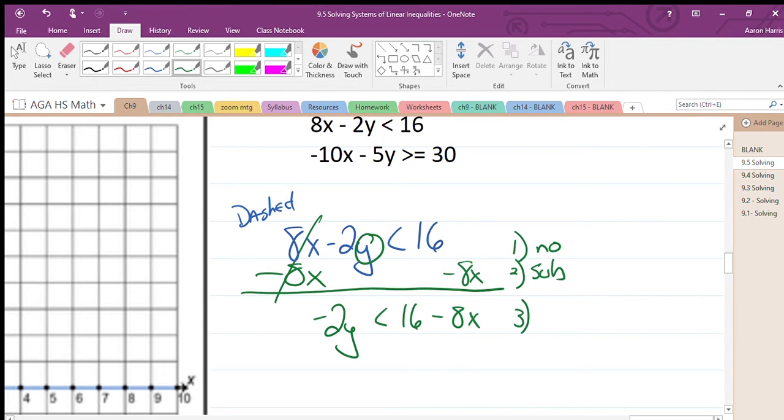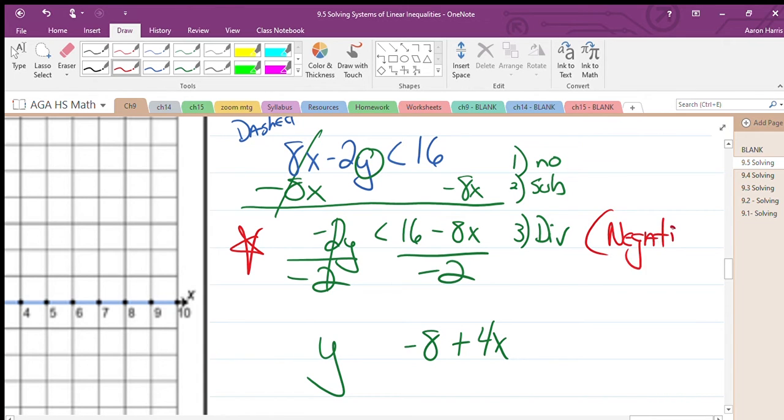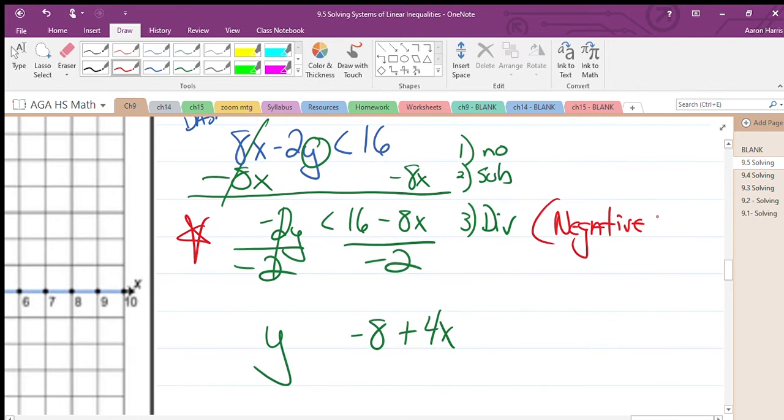Step 3, remove all what? Multiplication and division. So I'm going to divide. I'm going to divide by a negative 2. What I do to one side, I have to do to the other. Now, negative 2 divided by negative 2 is just 1, so I get y. 16 divided by negative 2 is what? Negative 8. Negative 8 divided by negative 2 is a positive 4x. You're probably wondering why I didn't write the inequality, because you need to star this. Anytime that you divide by a negative number, and there's an inequality involved, you must flip the inequality.